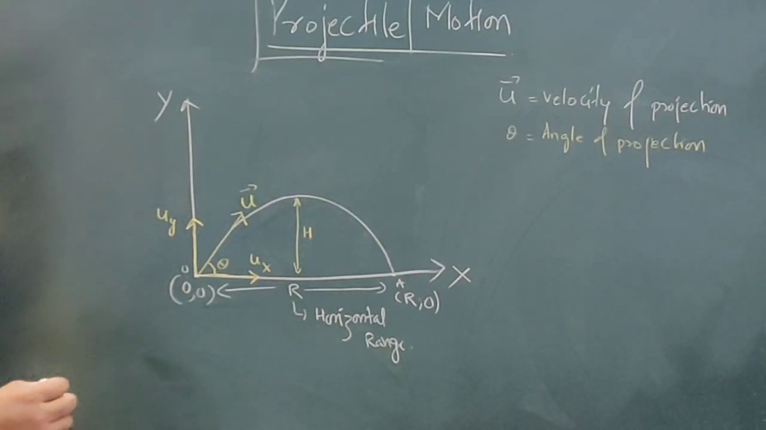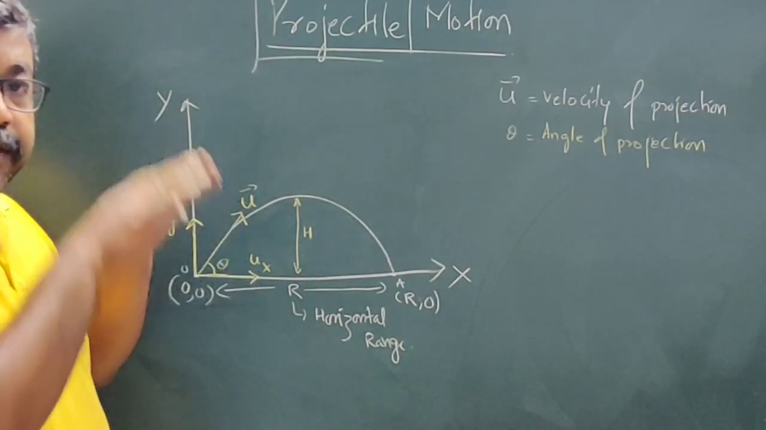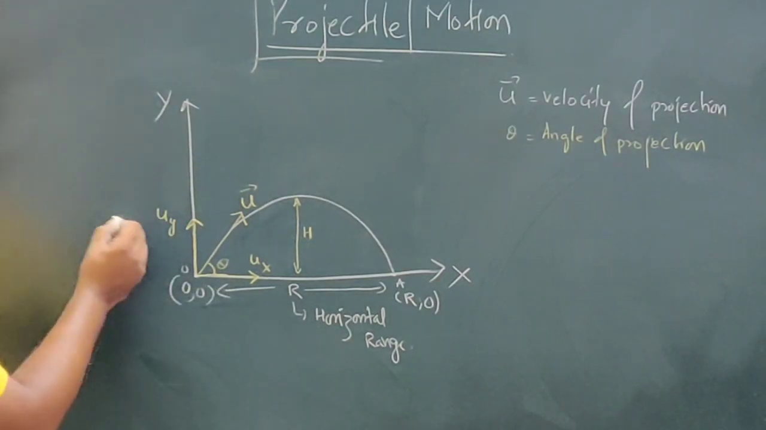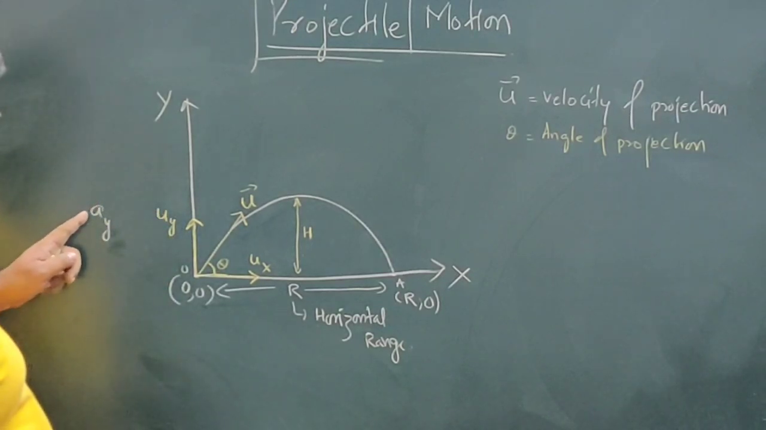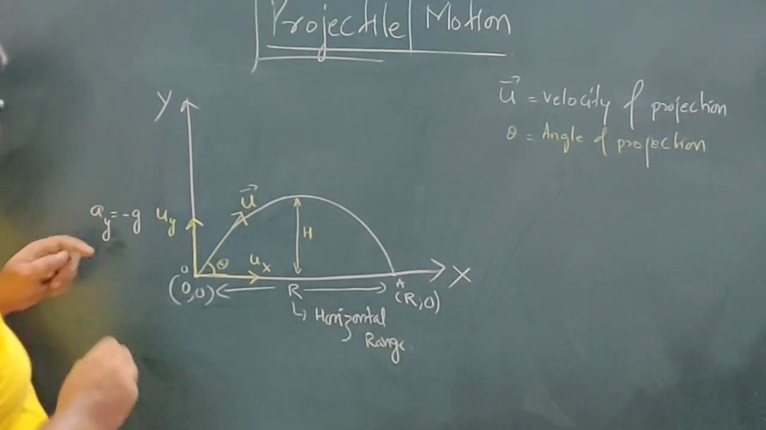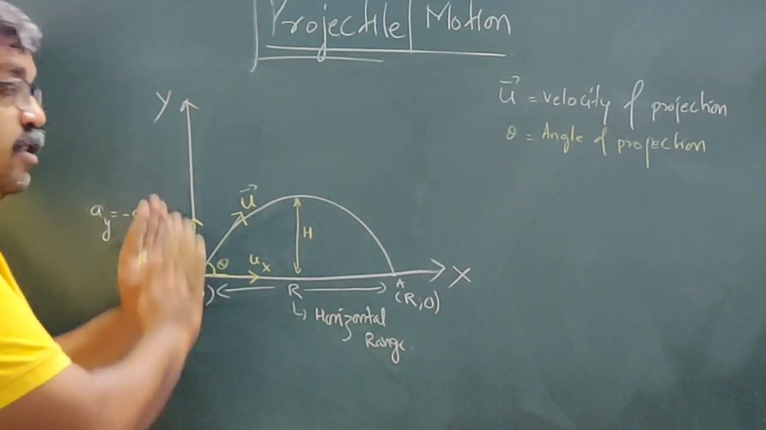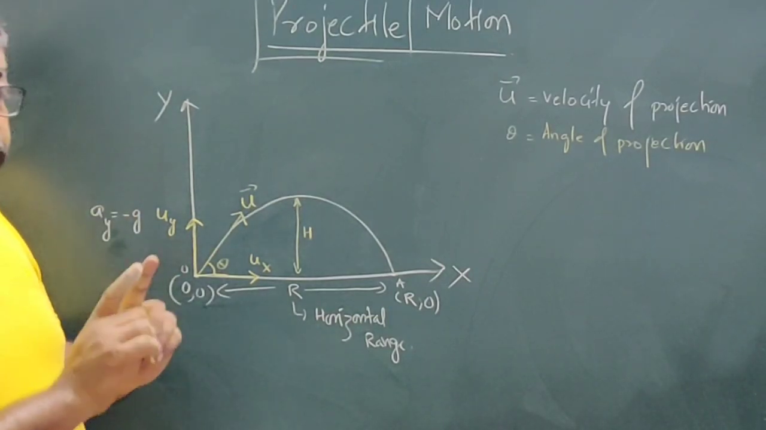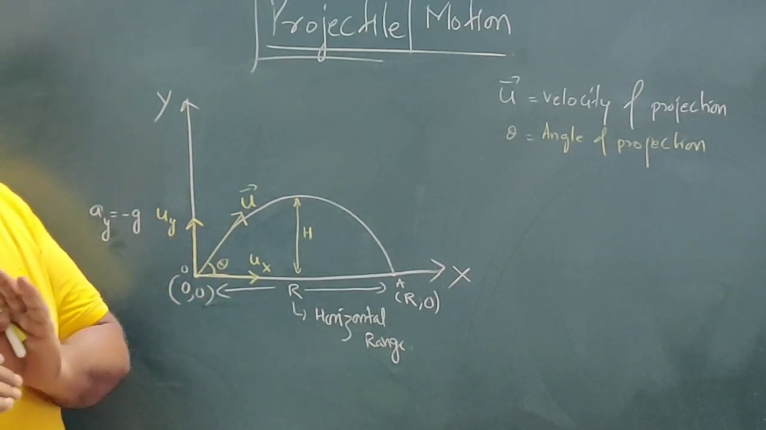Now, what is the direction of acceleration? Acceleration is acting in the vertical direction. So that is ay. Vertical direction is the y-axis, so acceleration along the y-axis is equal to minus g. Why am I writing minus g? Because velocity is in the upward direction and this is in the downward direction. So we are taking the upward direction as positive, downward direction as negative.